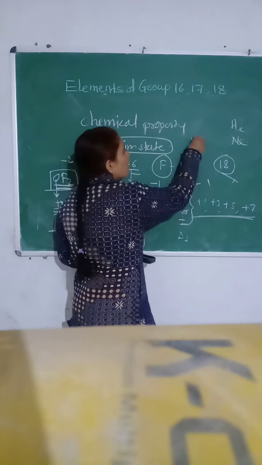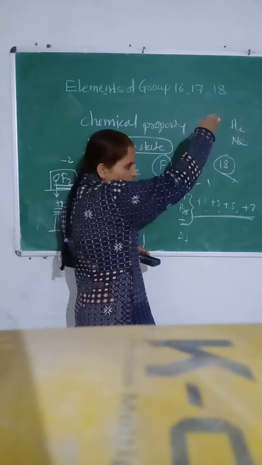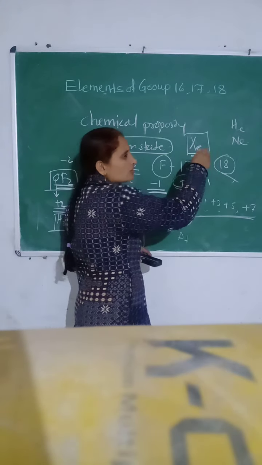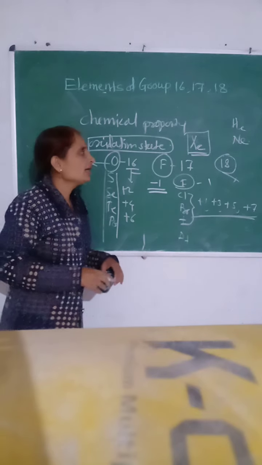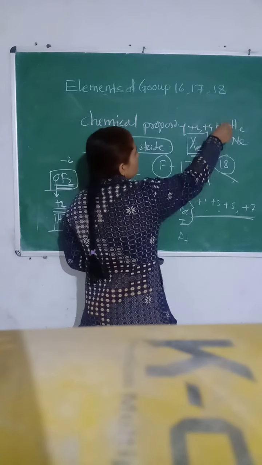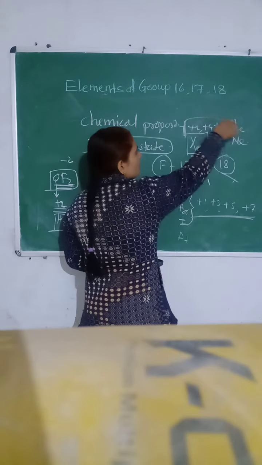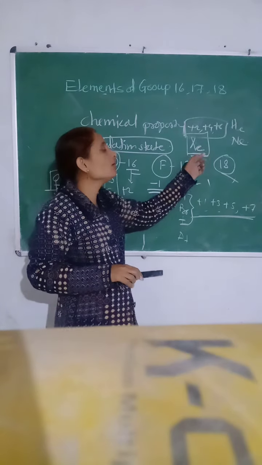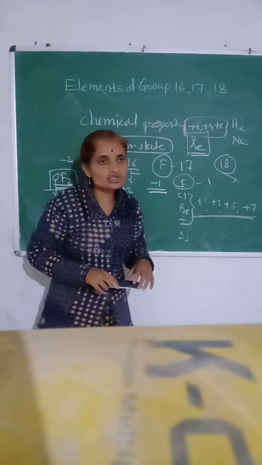But in xenon, the atomic size increases from top to bottom. In xenon, mostly oxides of xenon are formed, and they have oxidation states +2, +4, +6, meaning xenon shows variable oxidation state. Only that element, xenon, shows expanded oxidation state.